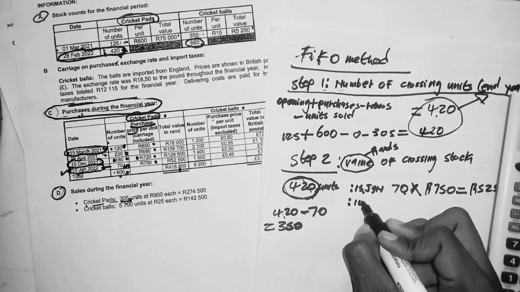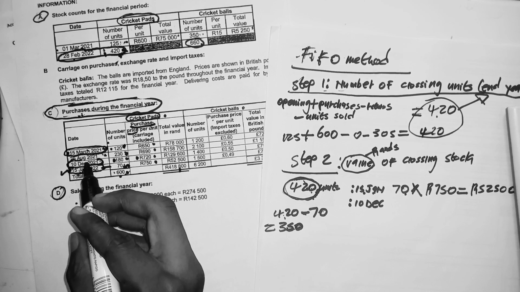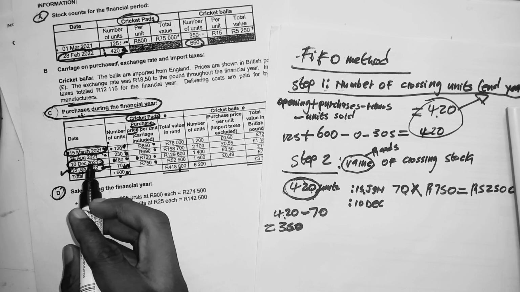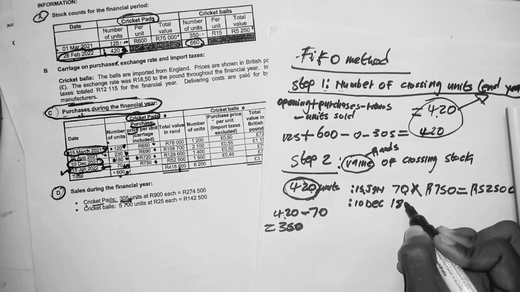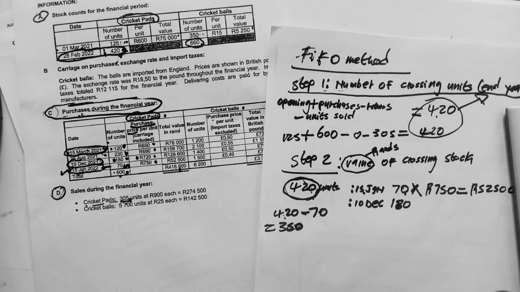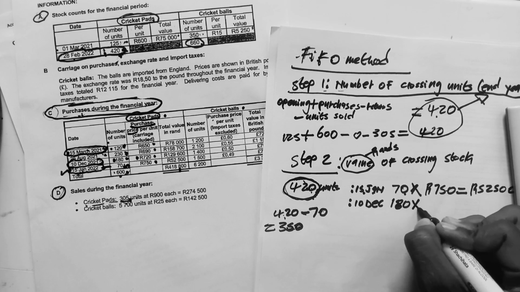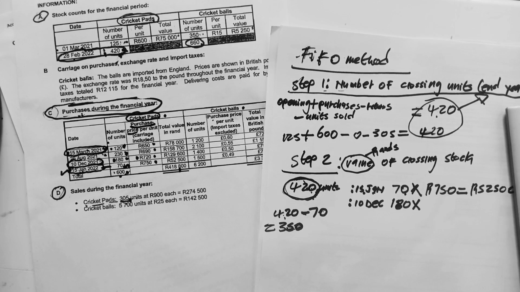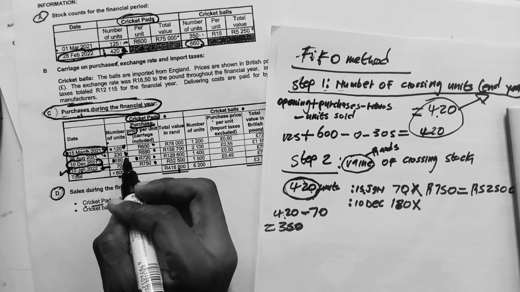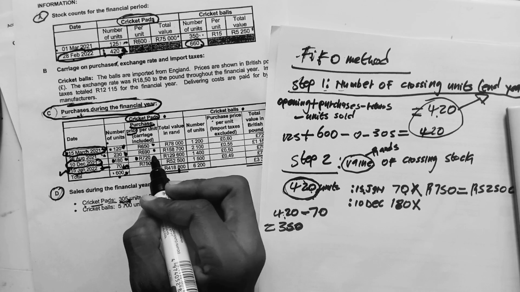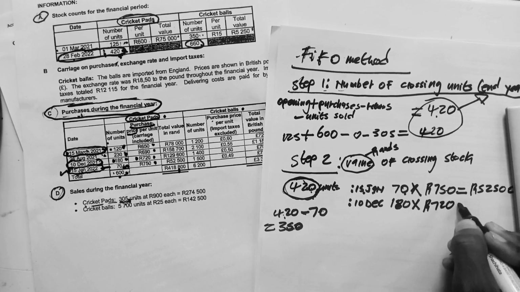So we're going to write 10 December. Then how much was the price or the units on 10 December? The units on 10 December are 180. So you write them down, 180. This 180, you are supposed to multiply by the price on 10 December. So this 180 on December gives us a price of 720. All this is given. So we're going to multiply by 720.